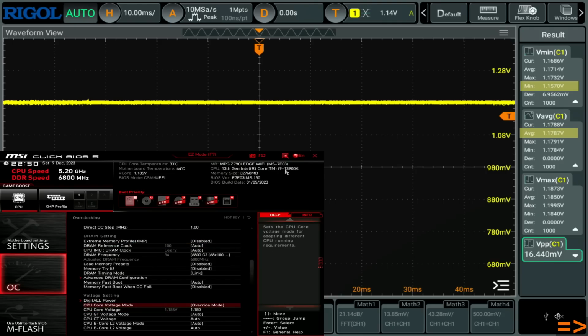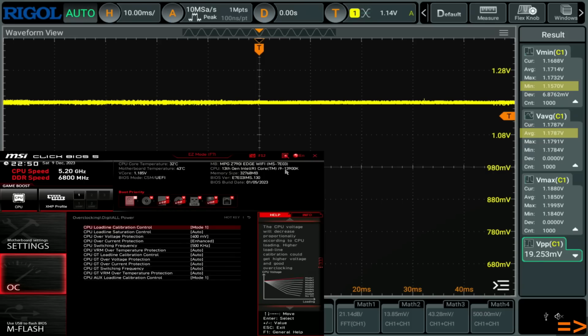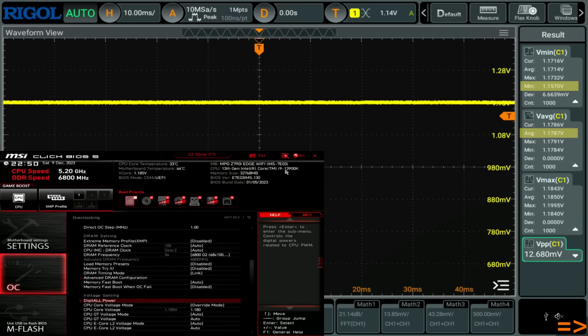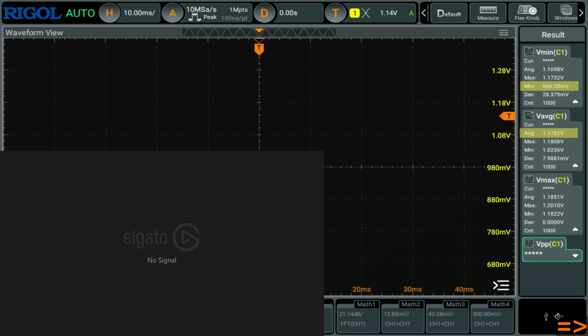Anyway, we're going to start off with override mode at just 1.18 volts and mode 1 LLC. So that's that. Let's take a look at how the board does in terms of voltage regulation.